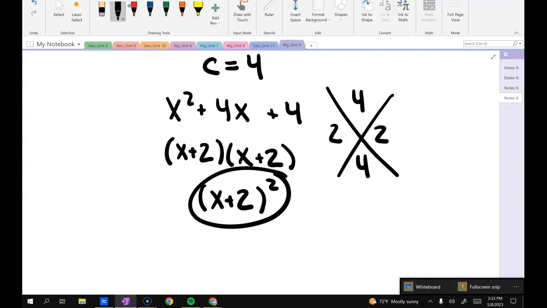The last two examples, we're going to put those two previous examples together, finding our c, then factoring. And now we're going to throw in our steps for solving using square roots.